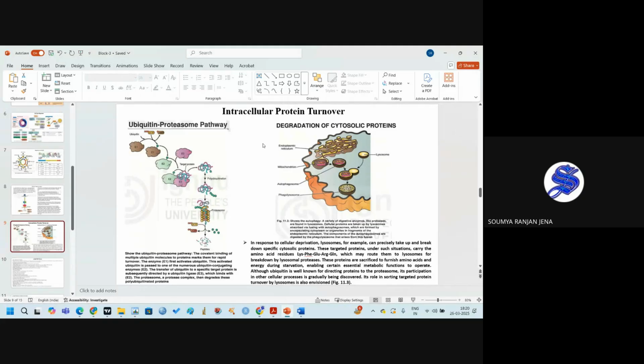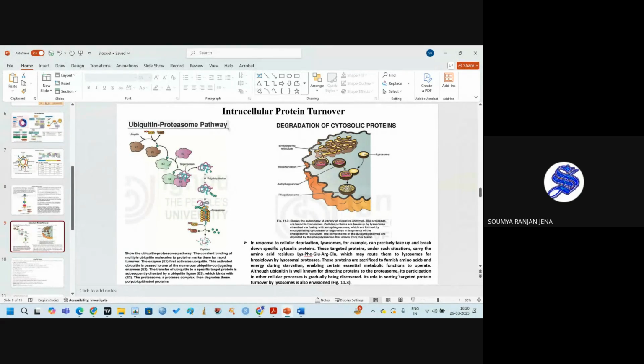Then if we go to the second one, protein turnover, that is degradation of cytosolic protein. When the cytosolic protein is degraded during starvation or any stress condition, the protein will be degraded to utilize the amino acids to produce energy. At that time, protein turnover will occur. How will this process occur?